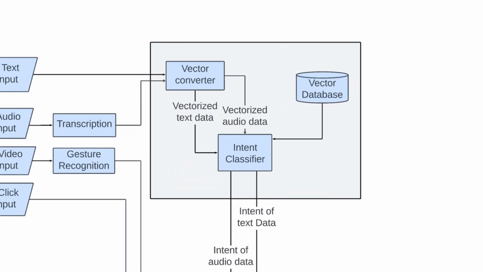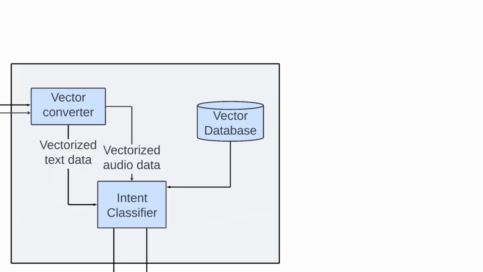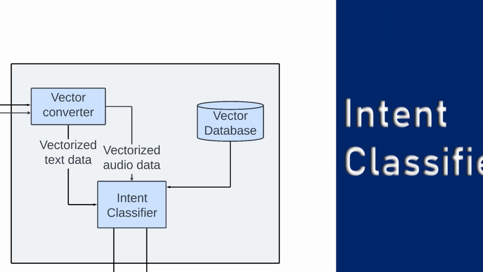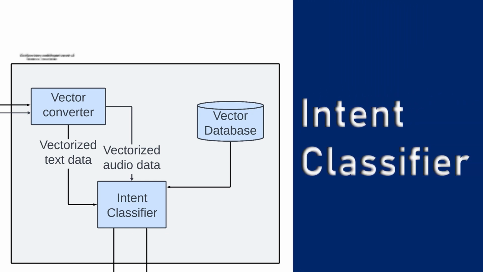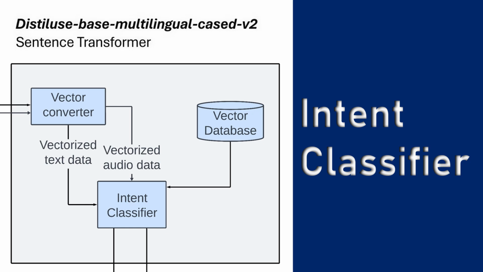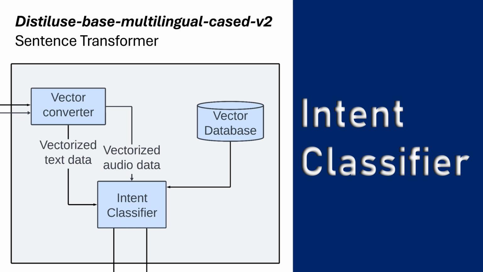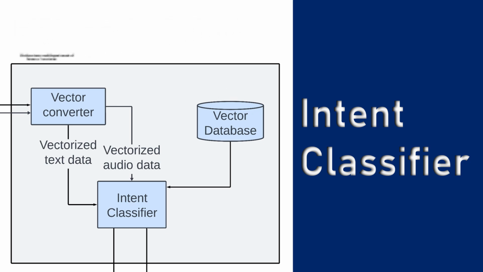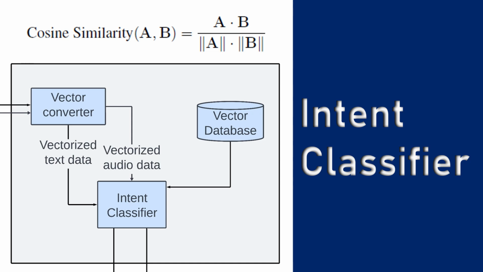Then both the transcribed audio and the text input would be sent for vectorization through the vector converter. We are using the distiluse-base-multilingual-cased-v2 sentence transformer for vector conversion of the inputs. A vector database is also used, including a keyword URL mapping for each navigated URL that would be vectorized using the same sentence transformer. The vectorized inputs and the vector embeddings in the vector database would be compared using cosine similarity to get the most matching navigations.